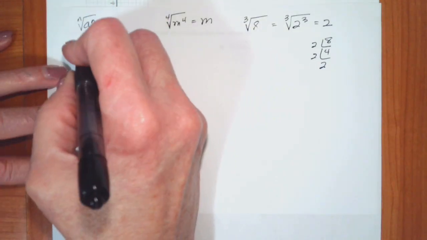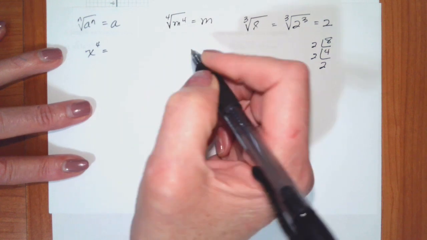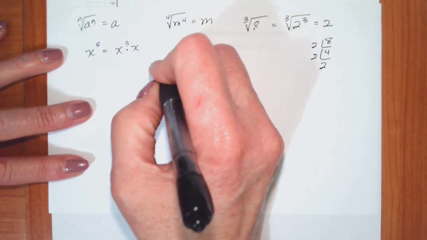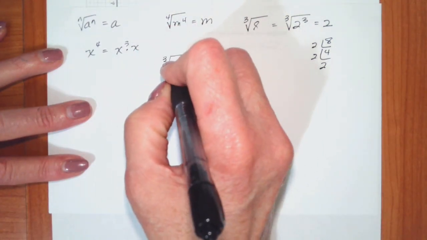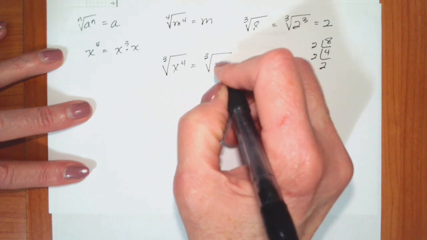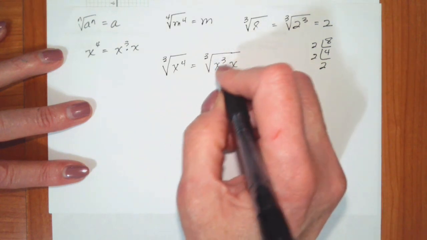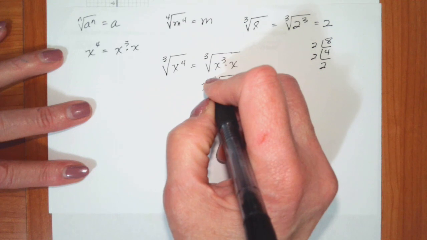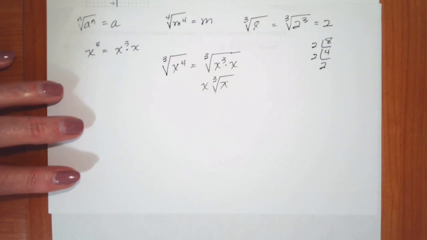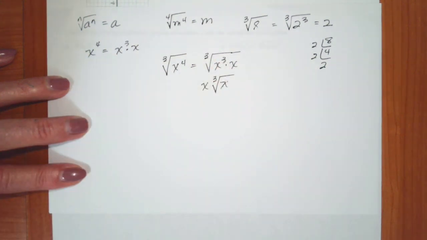The other thing I want us to remember is that if I have something like x to the fourth, I can write that as x to the third times x. So if I want to find the cube root of x to the fourth, I can write that as the cube root of x to the third times x, which gives us x times the cube root of x. So that's the key to doing this. Whatever the index is, I want to be able to write each base to that power, and then I can pull it out.